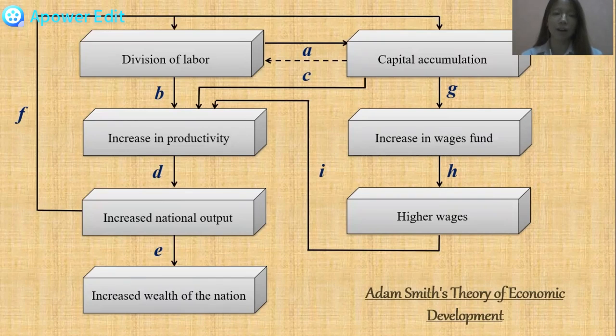As a result of capital accumulation, the wages fund increases at arrow G. An increase in the wages fund means that the demand for labor increases. If the demand for labor exceeds the supply of labor, the wages will rise at arrow H. At arrow I, higher wages motivate further productivity growth. The rise in national output increases the goods available for consumption, which for Smith constitutes a rise in the wealth of nations, at arrows D and E.